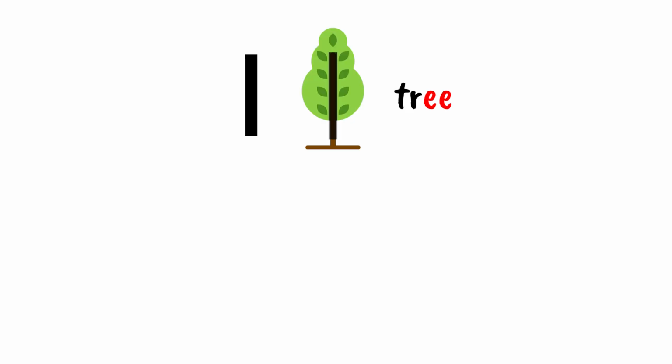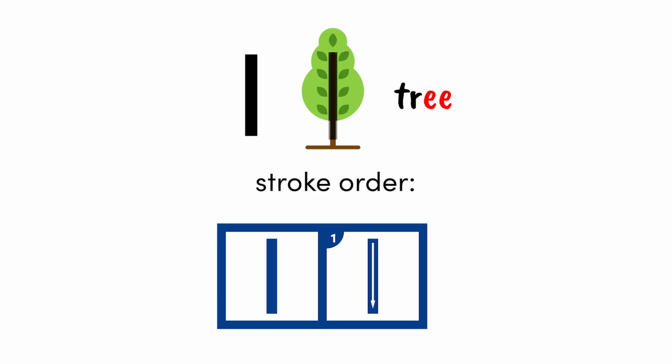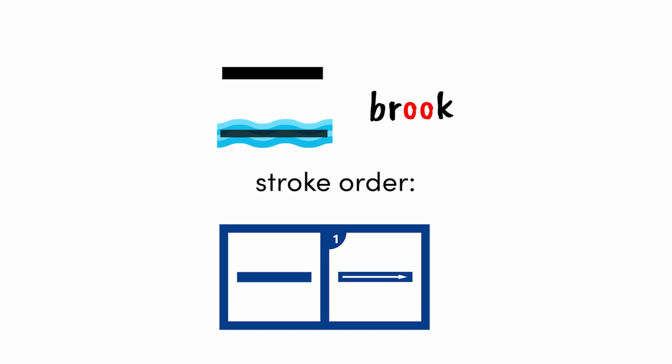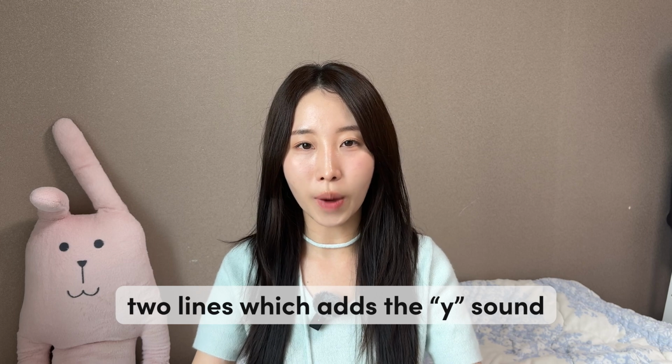A vertical line like a tree makes the E sound like in tree. A horizontal line like a stream makes the U sound like in brook. Some of the basic vowels have two lines which adds the Y sound to the existing sound.